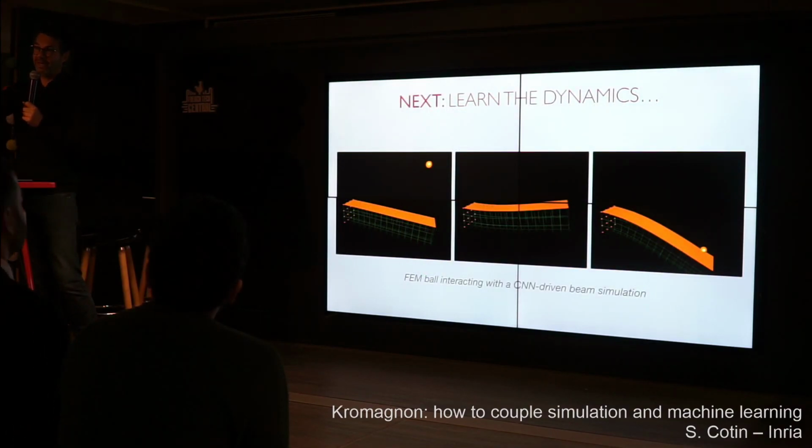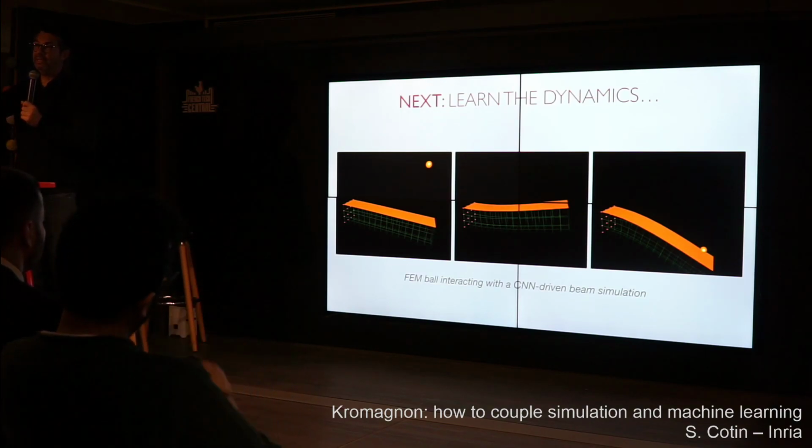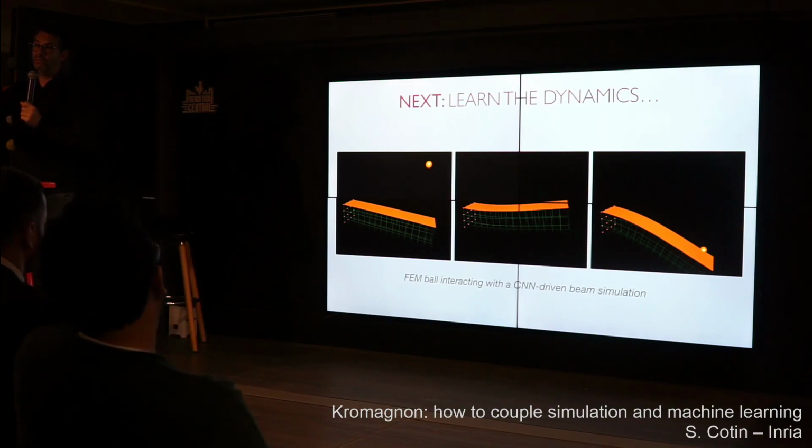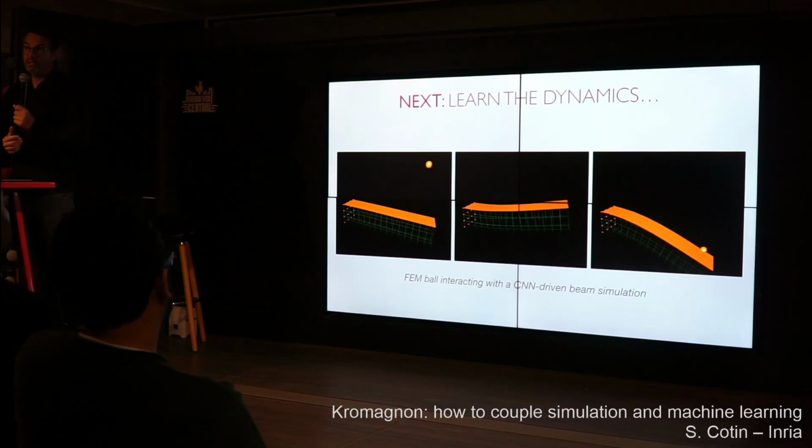And here, just some examples of where we are at right now. So we're at a point where we can have in SOFA an interaction between a FEM object, like that's my little sphere, with a machine learning simulation for the beams.